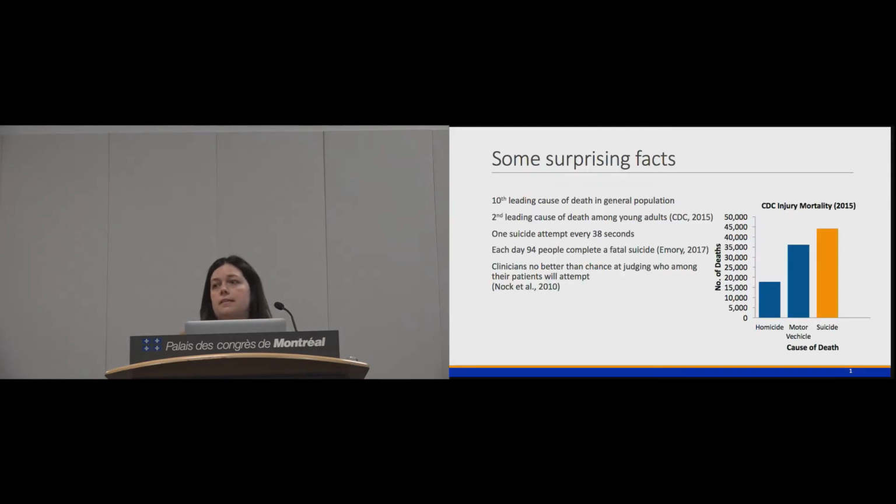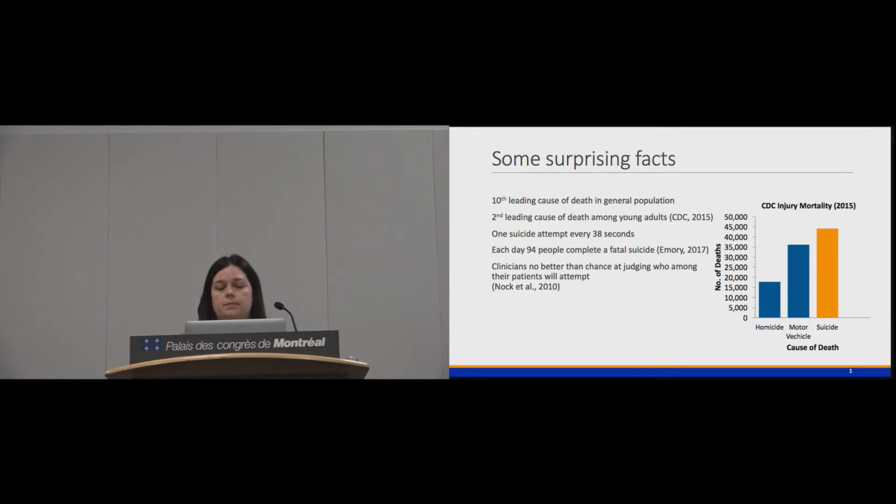So suicide is a leading cause of death worldwide. It's the 10th leading cause of death in the U.S. general population and second leading cause of death among young adults aged 15 to 24. In the U.S., there are more deaths by suicide than by motor vehicle accidents or homicide. To further hammer this home, there is one attempt every 38 seconds, and every day 100 people complete a fatal suicide in the U.S.